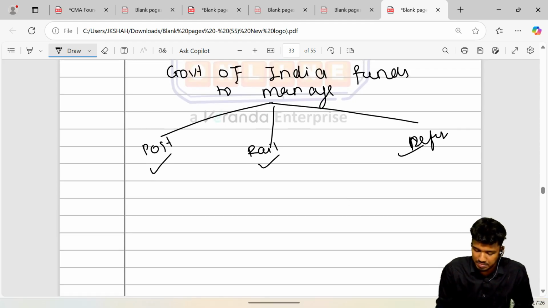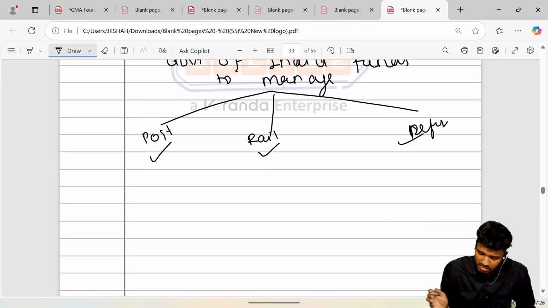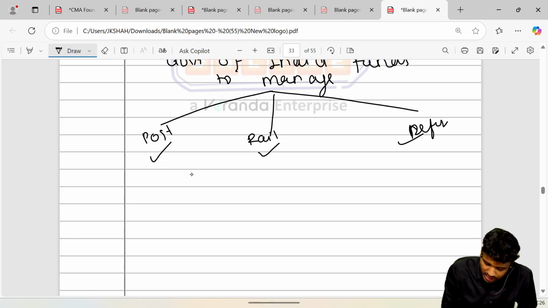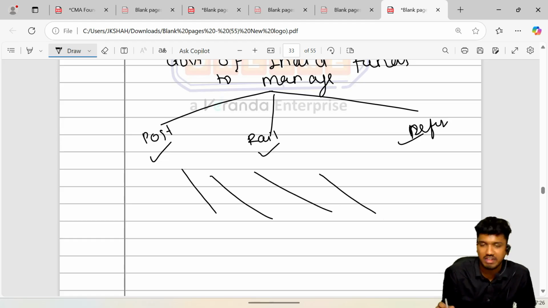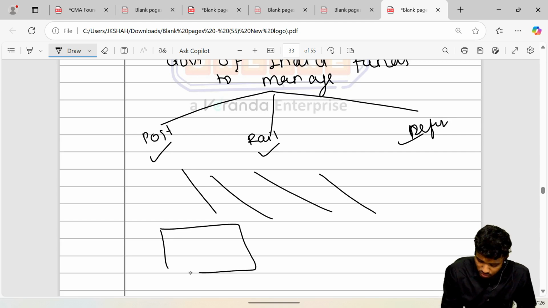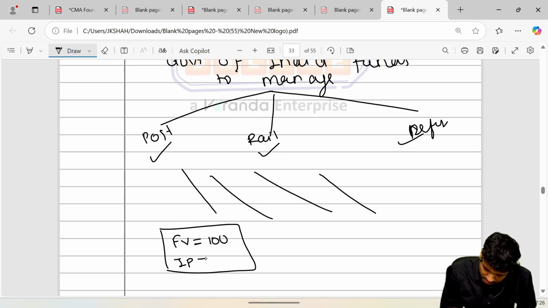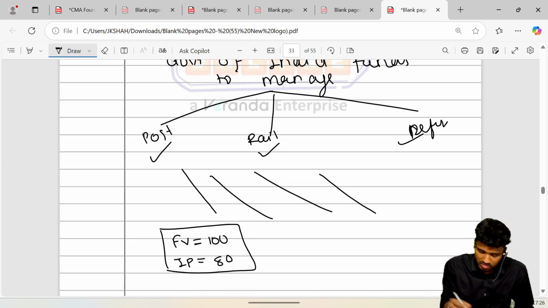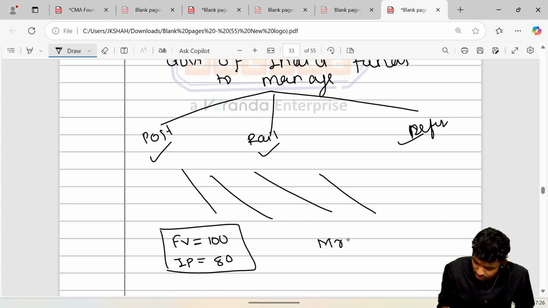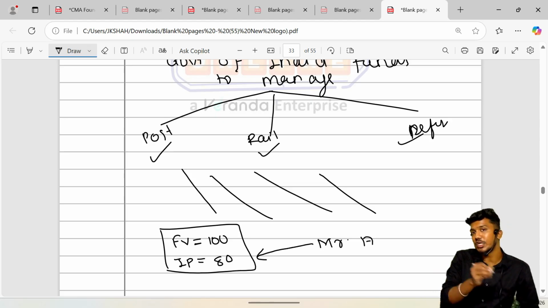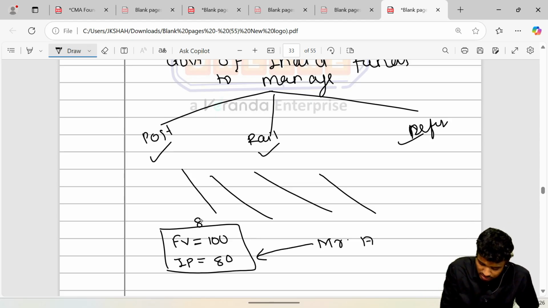I'll tell you. See, what happens is they issue to investors treasury bills having a face value, for example 100, and an issue price of 80. So if Mr. A wanted to purchase treasury bills, what will he pay? He will pay the issue price. He will have to pay 80 rupees. So now he will pay 80 rupees.